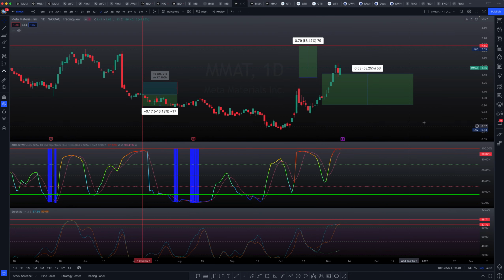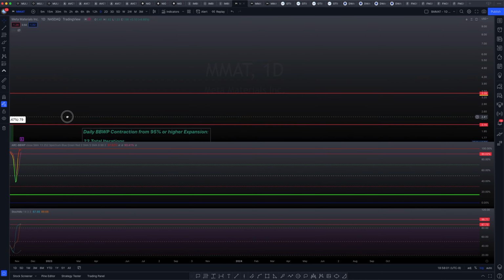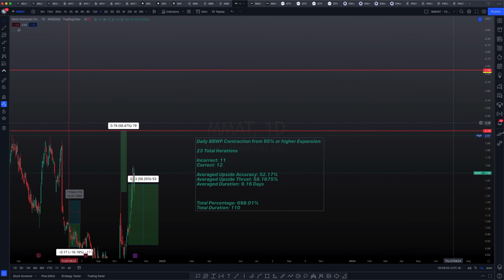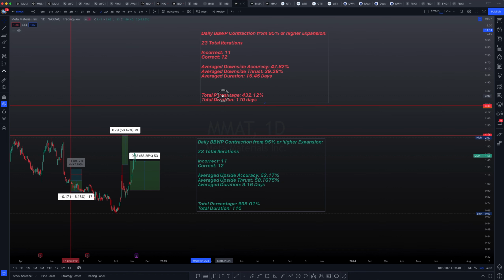Let me go ahead and just minimize this a little more so that I can bring up some key facts for all of us, you guys. We have also taken the stats for the negative iterations. Based on 23 iterations, we have incorrect 11 out of those 23. That gives us an average downside accuracy of 47.82% with an average downside thrust of 39.28% over the span of just under 15 and a half days, sorry.